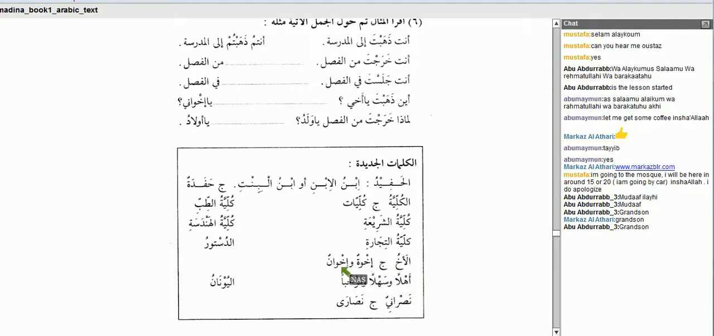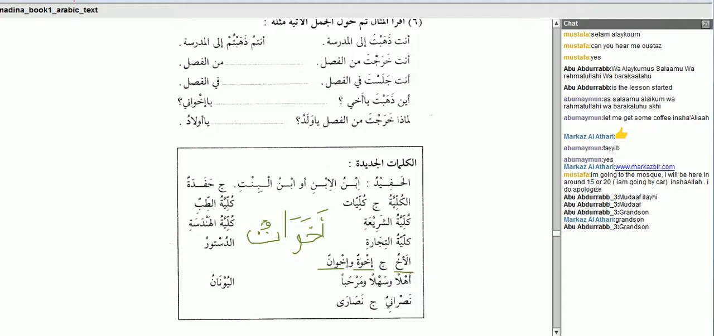Plural is ikhwatun and ikhwanun. Both of them are allowed. Ikhwatun and ikhwanun. Don't get mixed up with this word and the plural of ukhtun. Ukhtun, akhawatun. This is the plural of ukhtun. Nothing to do with the words that we have in front of you here, which is al-akhu, ikhwatun, or ikhwanun. These two are both plurals of al-akhu.